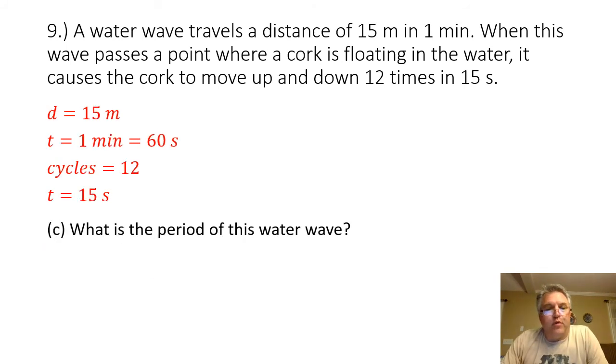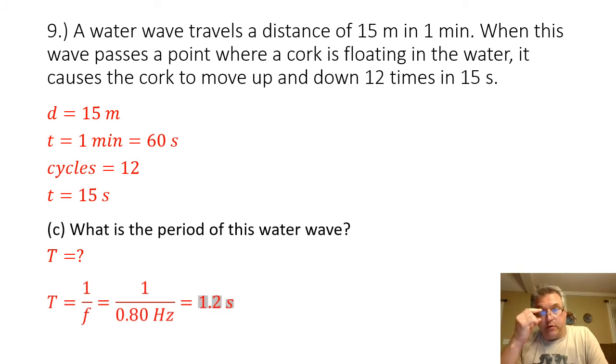Part C of problem 9 asks, what is the period of this water wave? So we are looking to solve for the period. I know that my period is the reciprocal of the frequency. So I just simply need to take my frequency that I determined in part B and take the reciprocal of that. So the period is 1 divided by the frequency. 1 divided by 0.80 hertz is going to give me 1.2 seconds. So my period for this wave is 1.2 seconds.